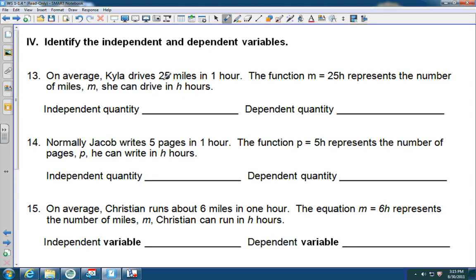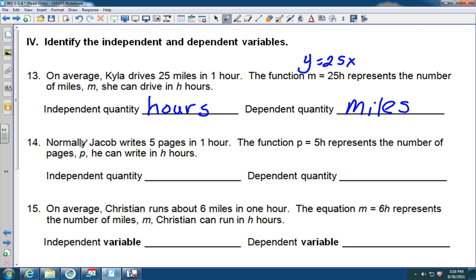On average, Kyla drives 25 miles an hour. Here's the function. M equals 25H. M is the number of miles, and H is the number of hours. Okay, well, there's the time. I also said that time was going to be independent. It wants to know the independent quantity, so you should put hours. The dependent quantity, the result, is the miles, and you need to write it in words. Another way you can look at this is that Y equals 25X. X and H are in the same spot, so X and H are the independent. That's why that goes there. Y and M are the dependent. That's why it goes there.